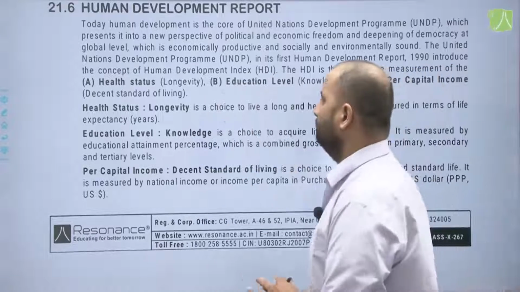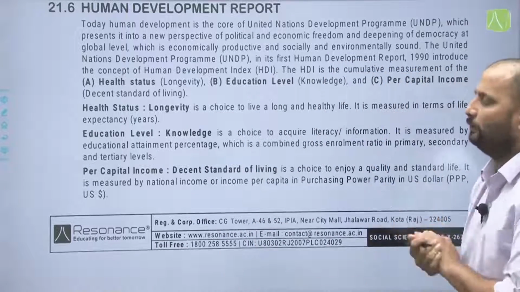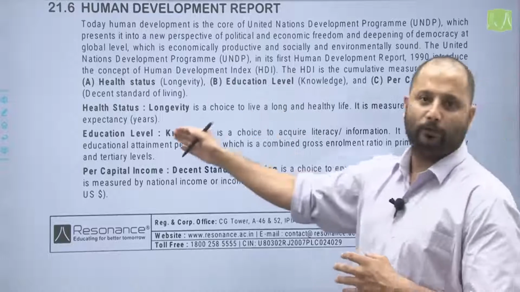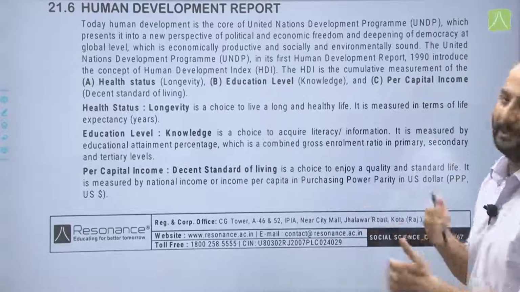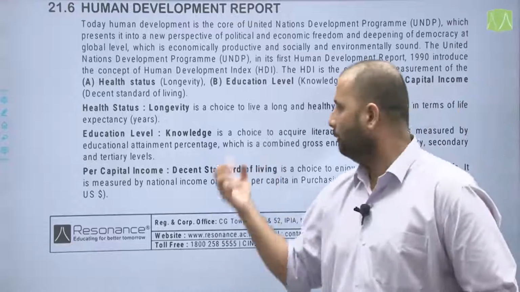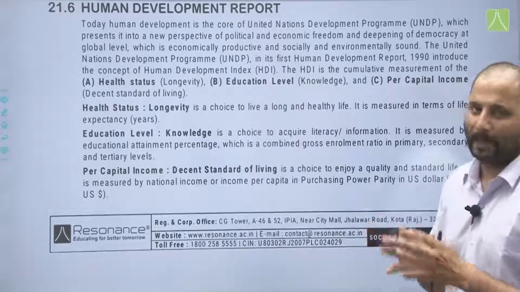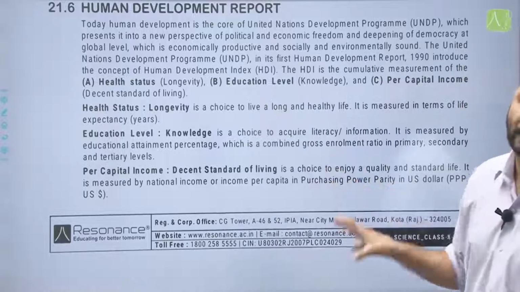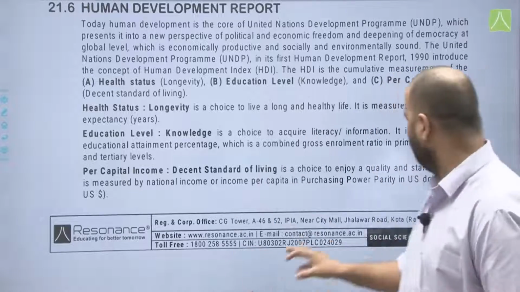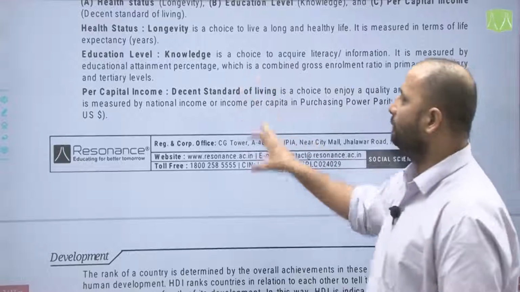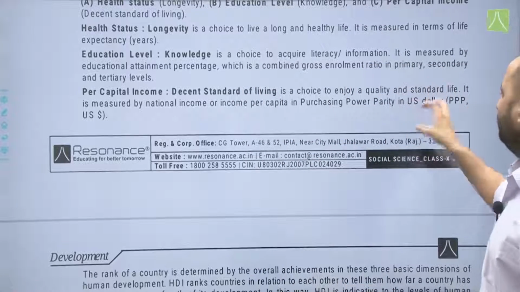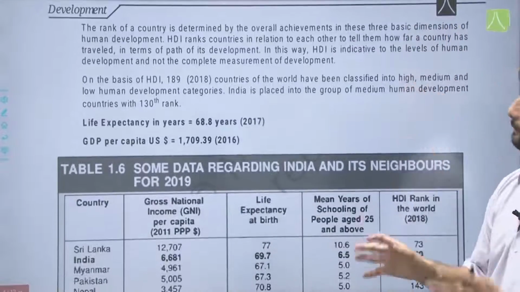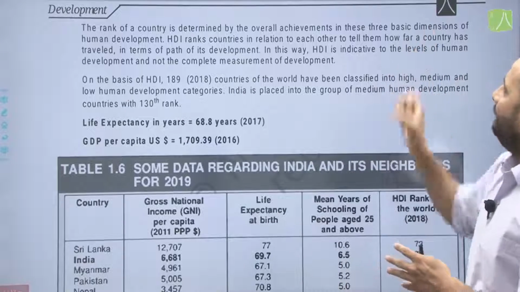Okay, so health status talks about longevity, that is the choice to live a long and healthy life. It is measured in terms of life expectancy in years. Then education level, that is knowledge, is the choice to acquire literacy and information. It is measured by educational attainment percentage, which is the combined gross enrollment ratio in primary, secondary and tertiary levels. Now, third is per capita income, that is a decent standard of living, the choice to enjoy a quality and standard life. It is measured by national income or per capita income in purchasing power parity in US dollars, that is PPP in US dollars.